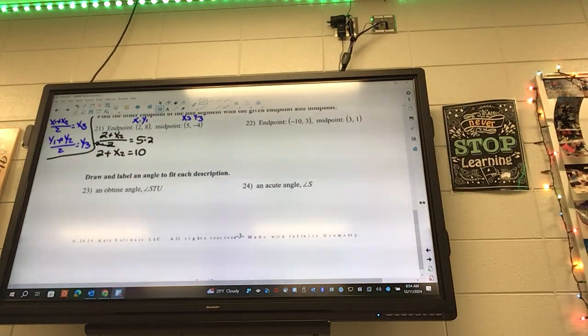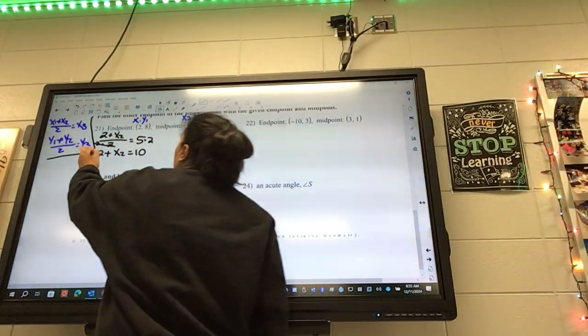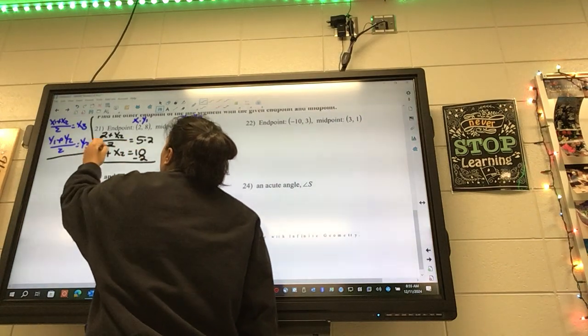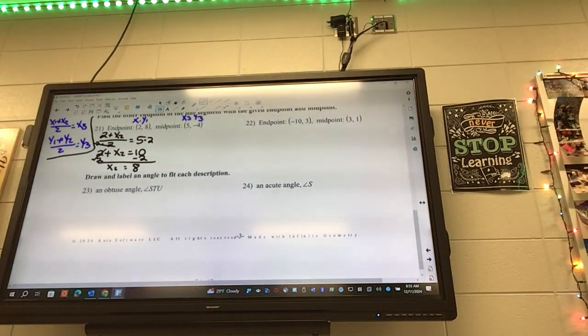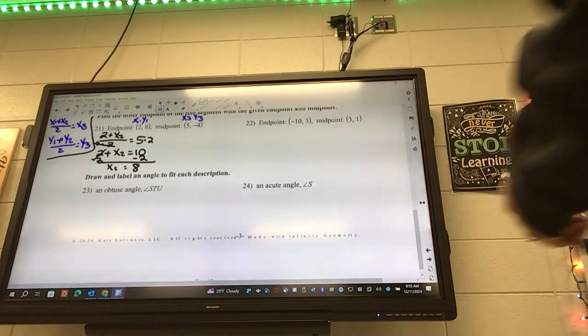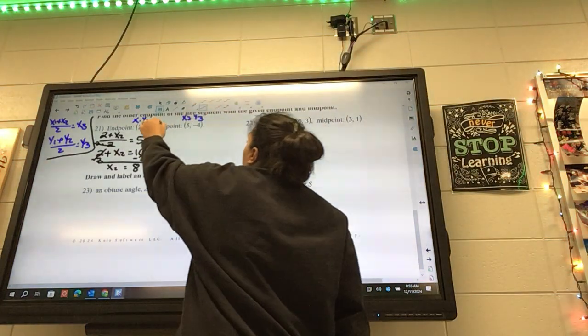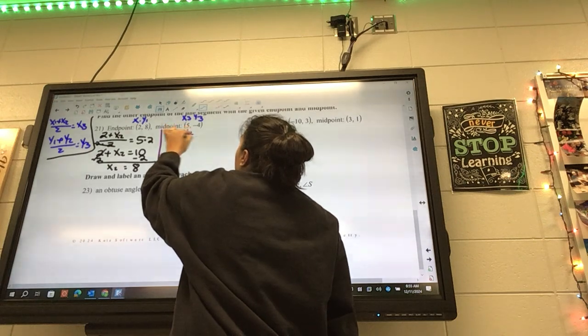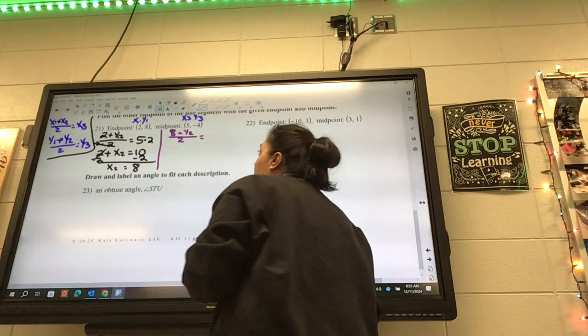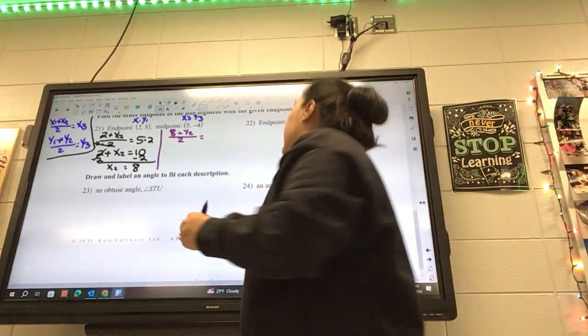And then am I gonna add or subtract? Subtract 2 from both sides. So I get x2 equals 8. We're gonna do the exact same thing with all of the y's. So y1 is 8 plus my y2, I don't know, over 2 equals my y3. What is my y3? Negative 4.